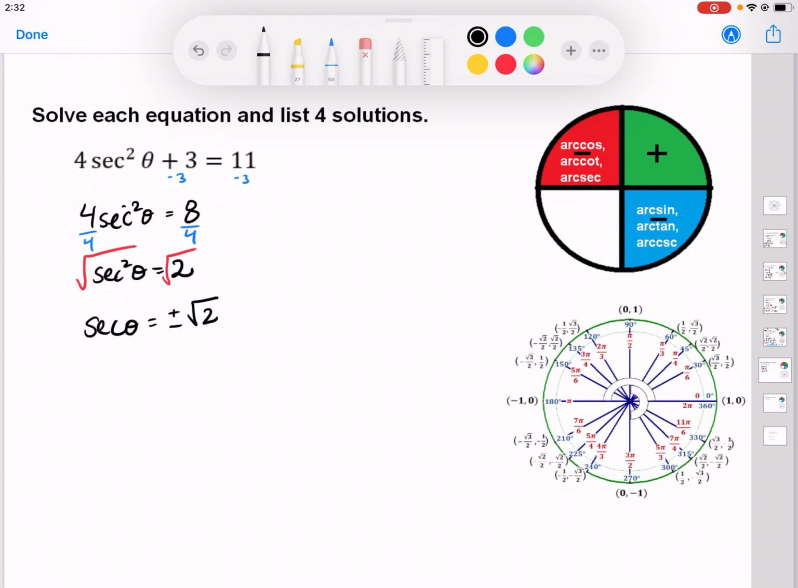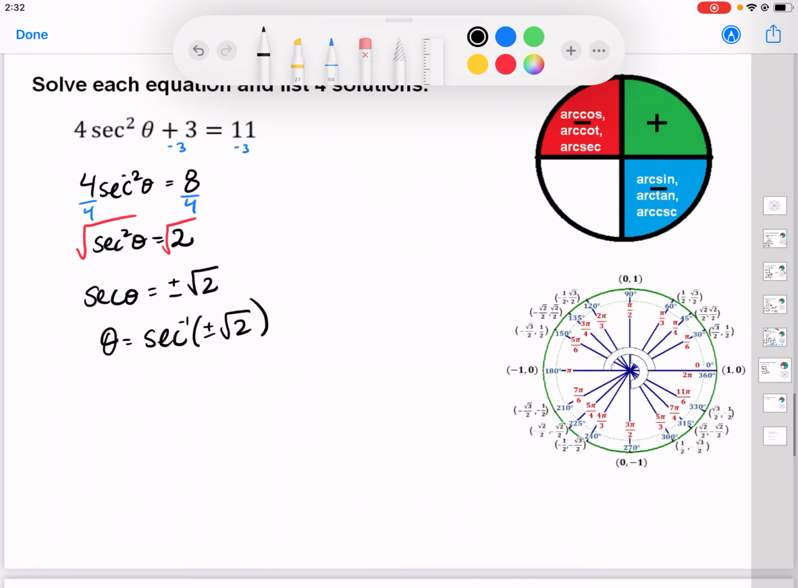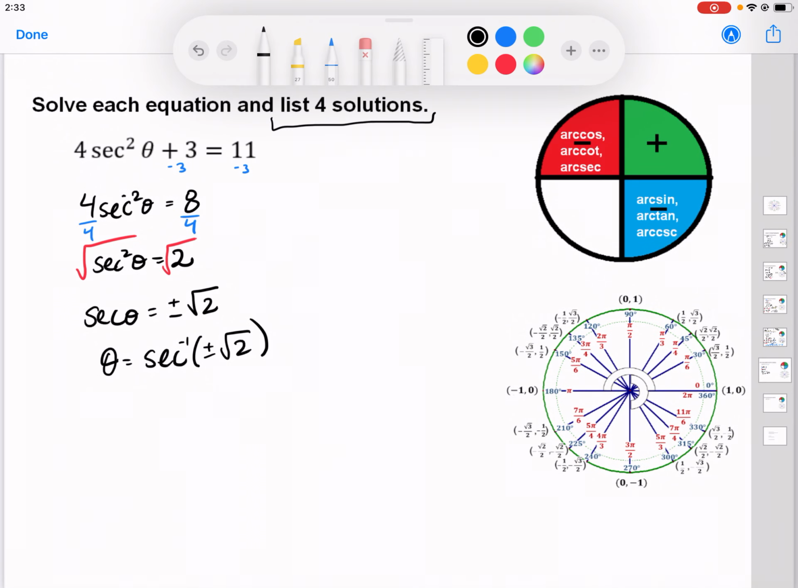Next thing I'm going to do is apply the inverse. Now notice we are doing two different values in here. So I'm going to be doing the 2 angles for positive square root of 2 and also 2 angles for negative square root of 2. So there should be a total of 4 angles. And since they told us to list 4 solutions, it's going to be super easy to do this.